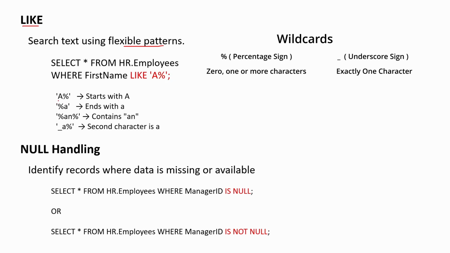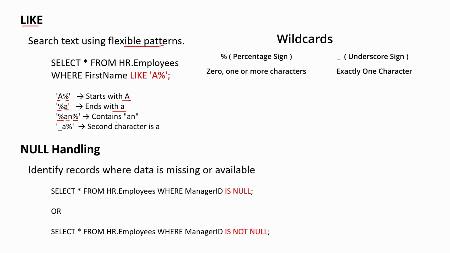The first one is, as you can see, capital A and then the percentage sign. That means the text starts with a capital A, and after that it could be anything, like 0 or 1 or more characters. The second one is the percentage sign and then the small a. That means the text ends with a small a, and it could be anything before the small a, like 0 or 1 or more characters. And then third, we have the percentage sign, then an, and then again the percentage sign.